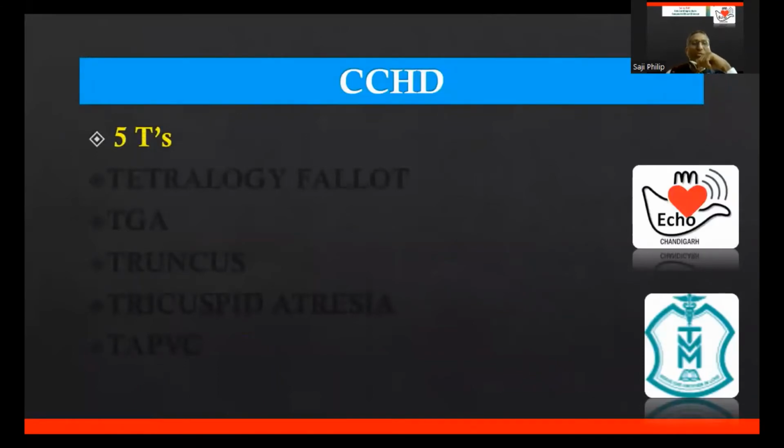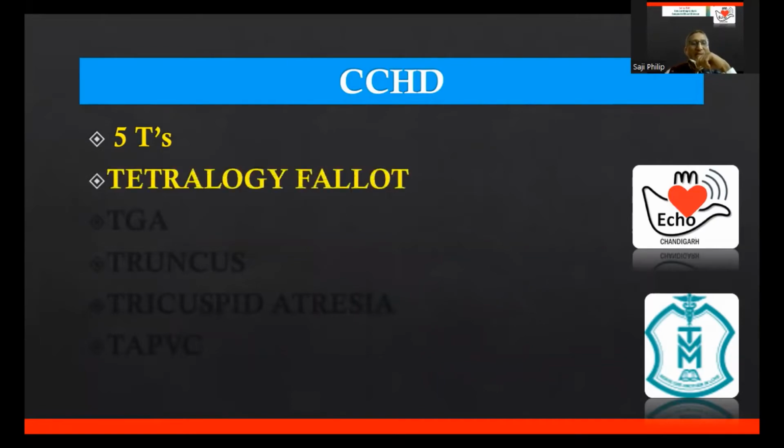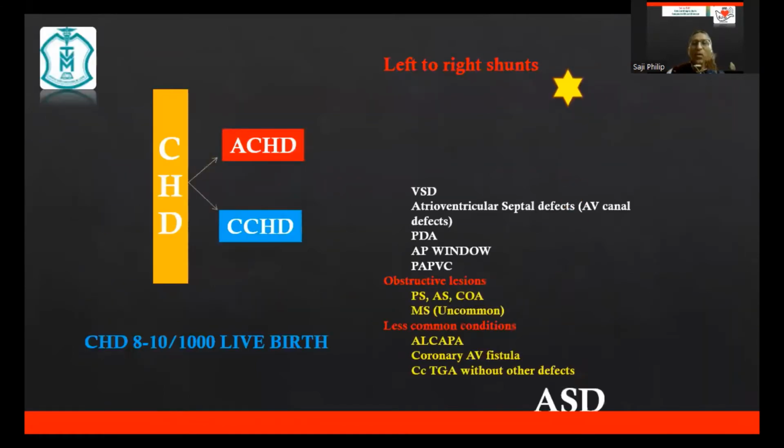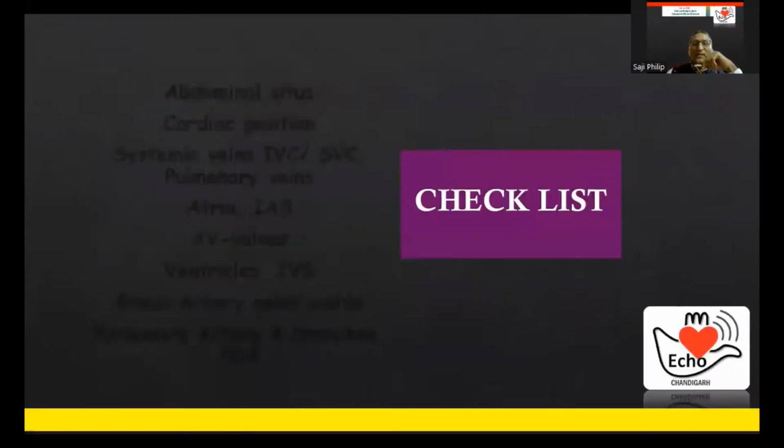So, you all learned the 5 T's even during our graduation. That is nothing but the tetralogy of Fallot, transposition of the great arteries, truncus arteriosus, tricuspid atresia, and total anomalous pulmonary venous return. And I will be covering only the atrial septal defect under the left to right shunt.